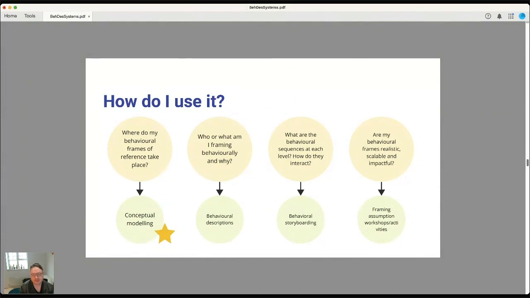You can write out behavioral descriptions any way you want to, but it's just something to think about as well. Behaviorally driven data personas can, in some instances, be really impactful. The third question I thought about is what are the behavioral sequences at each level? So how do they interact? What is the interaction between them?